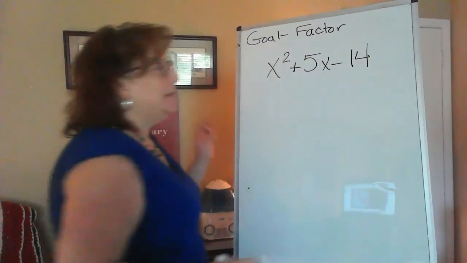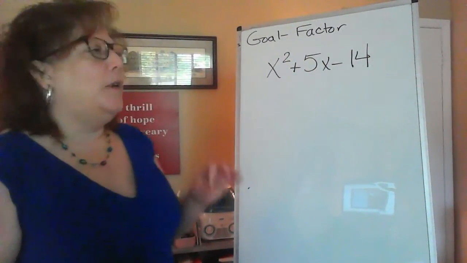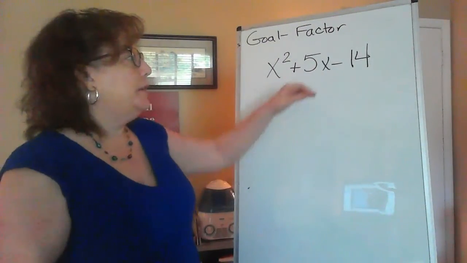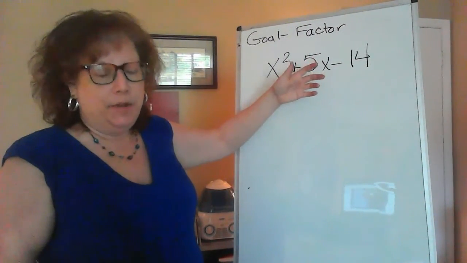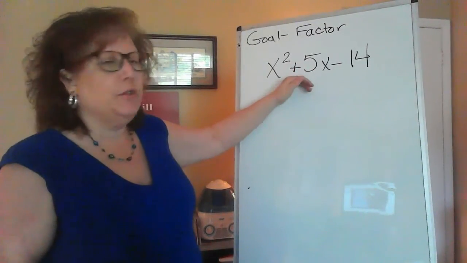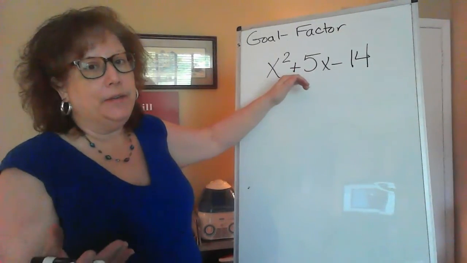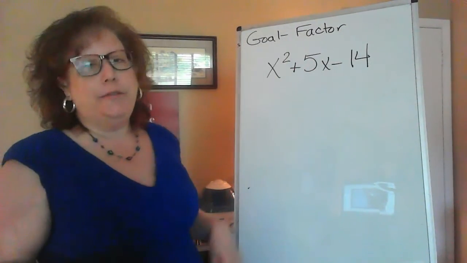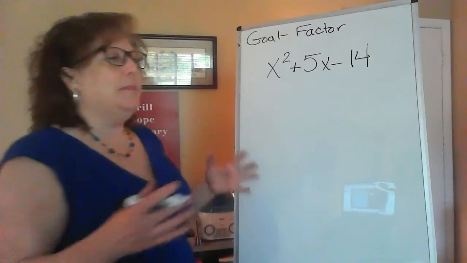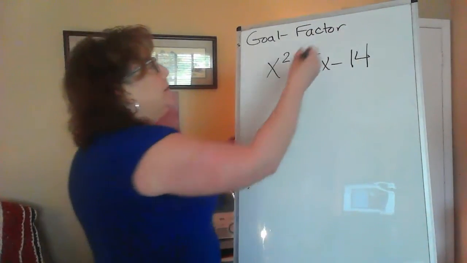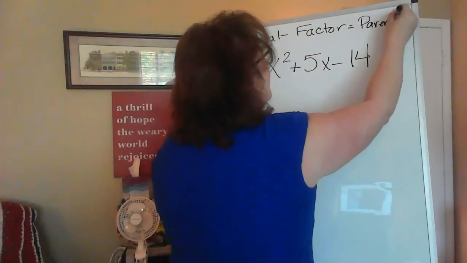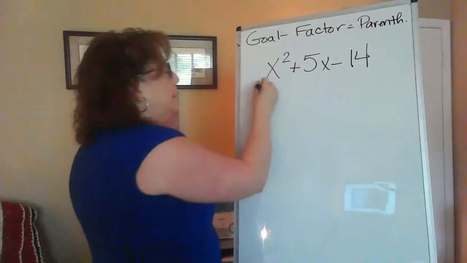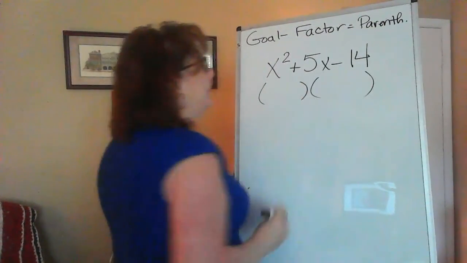Now, ultimately, I want to solve: where does this cross the x-axis? I could graph it. We know how to do that. I could use the quadratic formula. I know how to do that. Well, now we know how to factor. And that just means when I see the word factor, it equals parentheses. So don't forget that. So I'm going to draw my little parentheses.